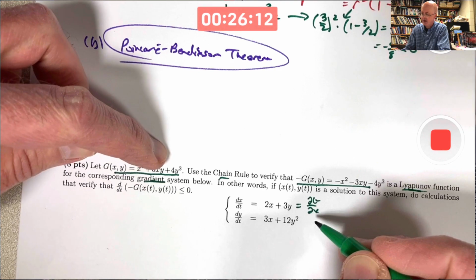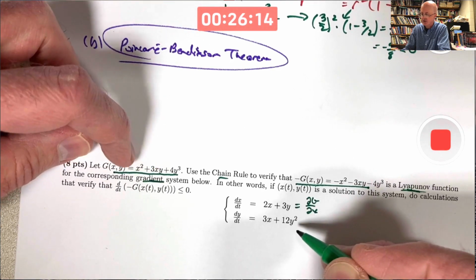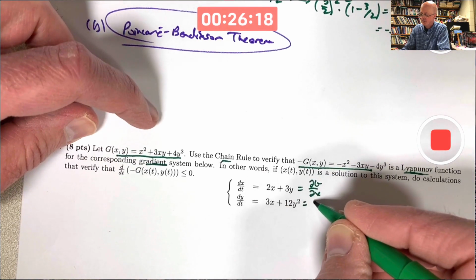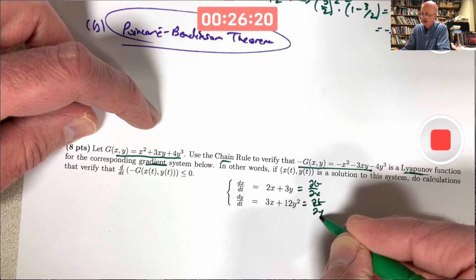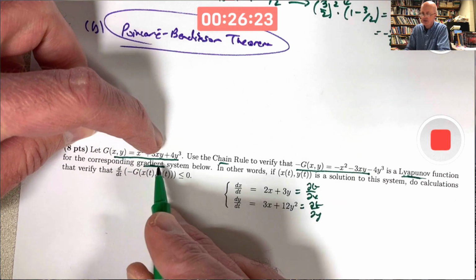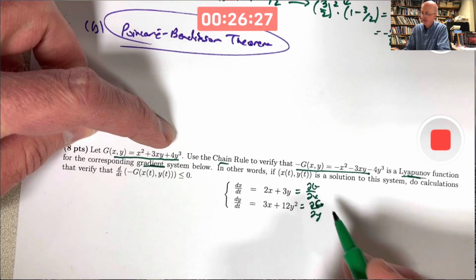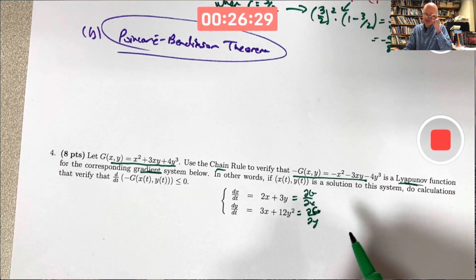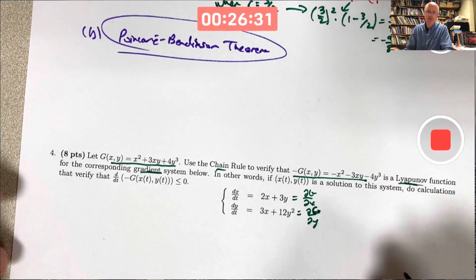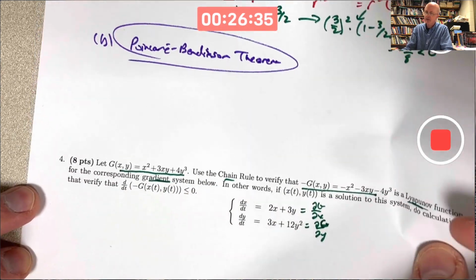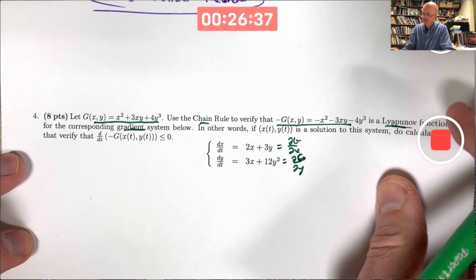2x plus 3y plus 0 is the partial derivative of g with respect to x. And the second right-hand side for dy dt is the partial of g with respect to y, and you can double check that. Differentiate this with respect to y, get 3x plus 12y squared. That's what makes this a gradient system. The vector field is the gradient of some function. This function g, it's called a potential function, and that's related to potential energy in physics.